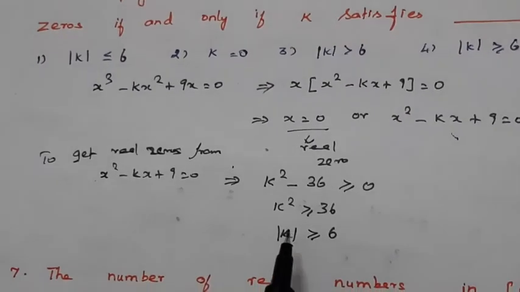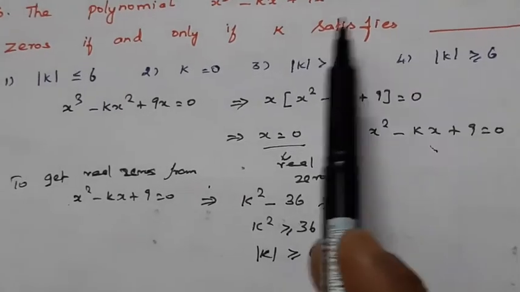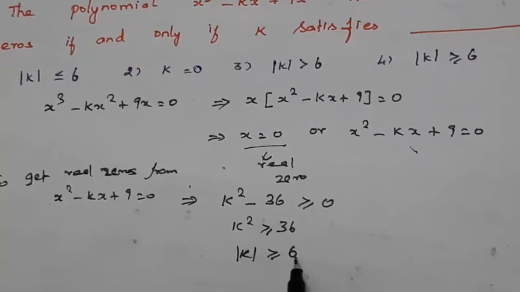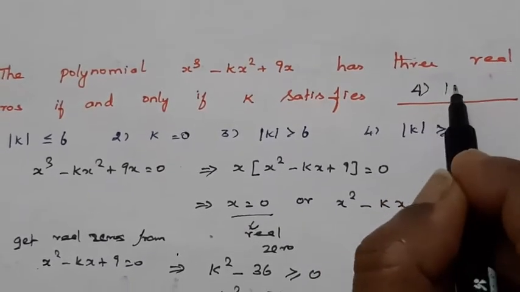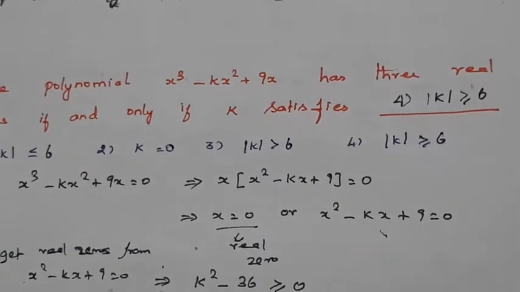This is the condition for the quadratic to give real zeros, and then only the given polynomial has 3 real zeros. That means modulus of k is greater than or equal to 6, which is option number 4. So, option number 4, modulus of k greater than or equal to 6, is the correct answer.